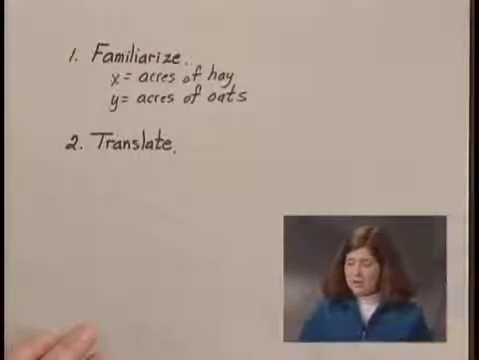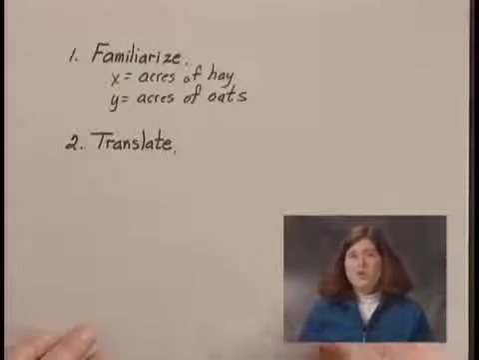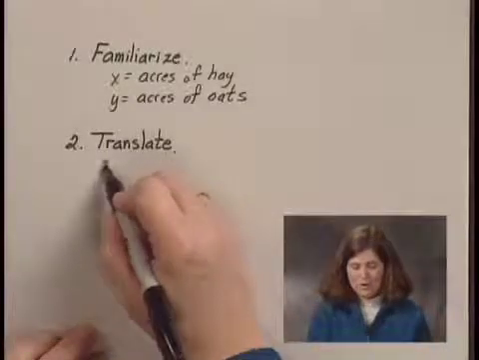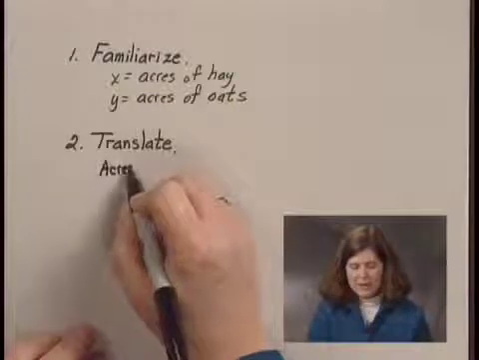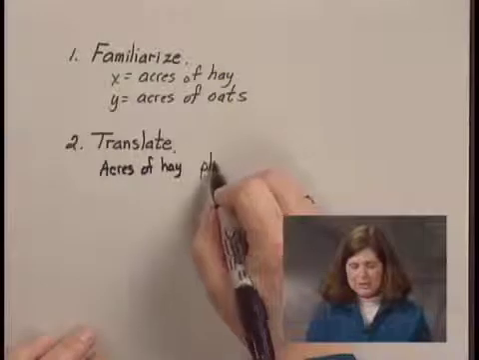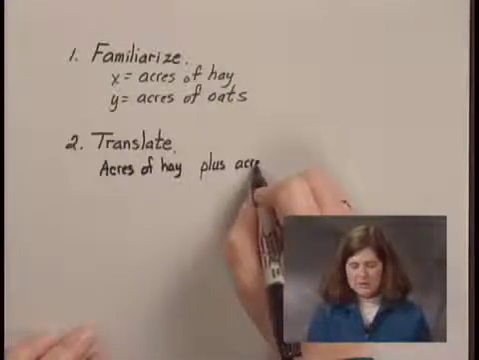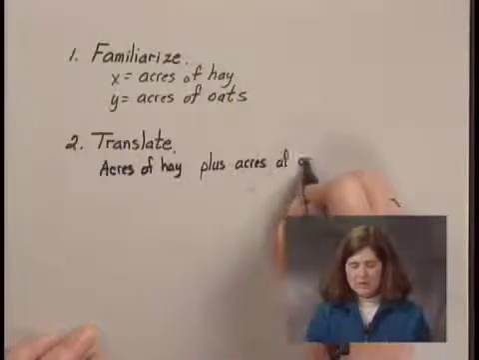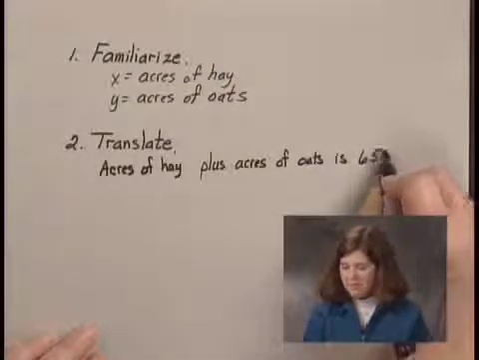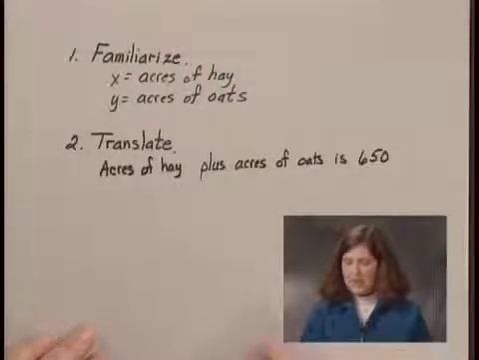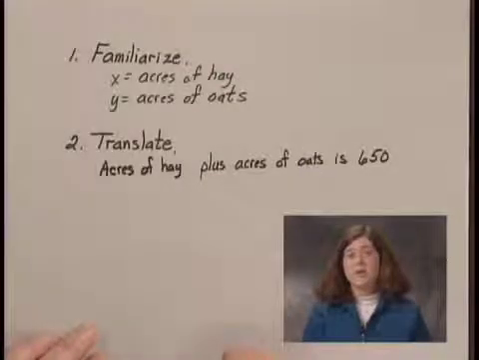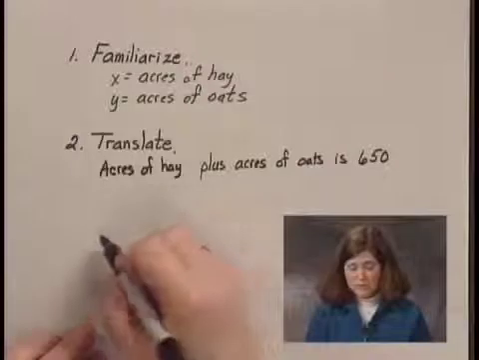First of all, it was stated that the total acreage was 650 acres. We could reword that a little bit: the acres of hay plus the acres of oats is 650 acres. It was also stated that the acres of hay should be 180 more than the acres of oats. So I'll rewrite it like that.